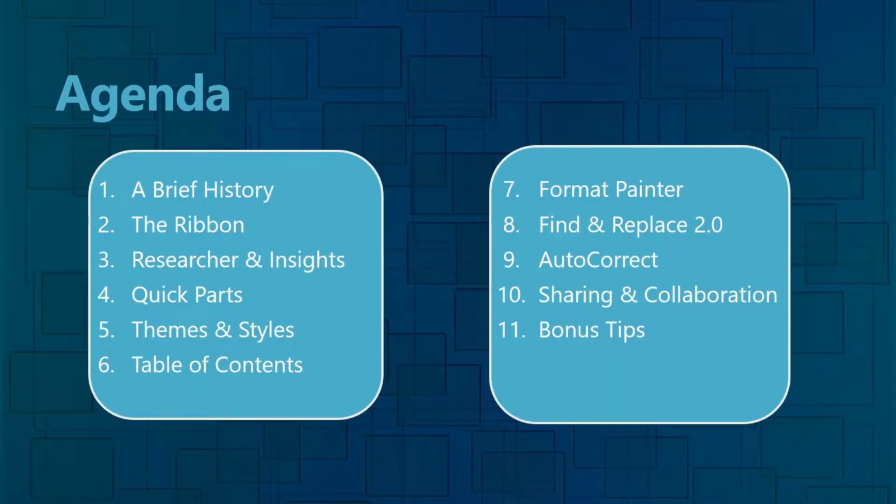We'll do a quick history on the product itself, and then we're going to go into these topics that you can see. So we're going to cover the ribbon and how to customize it. We're going to talk about Researcher and Insights. We're going to go into how to set and use quick parts. We're going to take a look at the themes and styles, and show how to create a table of contents automatically. We're going to explore Format Painter, and show how to use the updated version of Find and Replace. We'll show you how to customize autocorrect, get into a little bit of sharing and collaboration, and then I've got a few bonus tips for you as well.